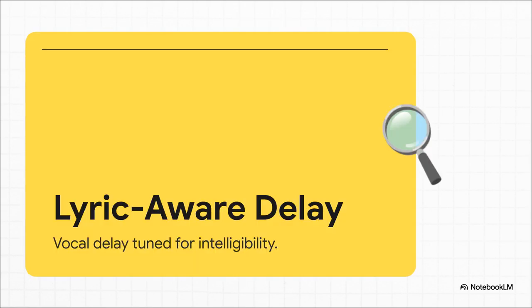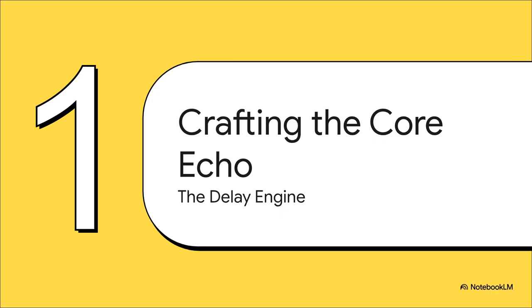And that exact problem is what this tool was made for. This is lyric-aware delay. And just like the name says, this isn't just another echo. It's an intelligent delay that actually works with the vocal performance, not against it, making sure every single word cuts through nice and clear. So how does it actually do that?